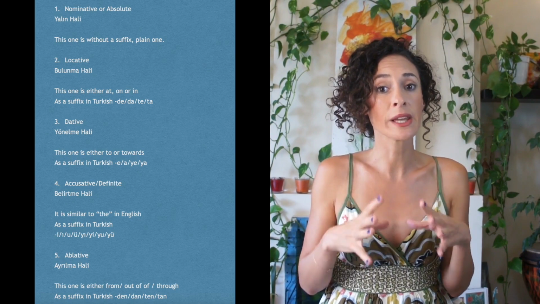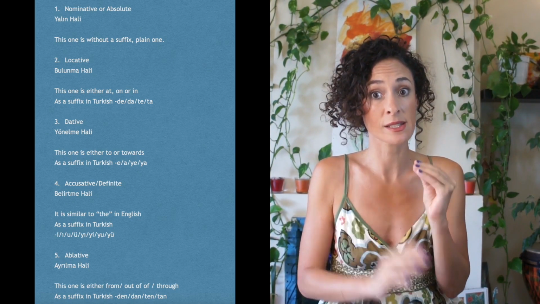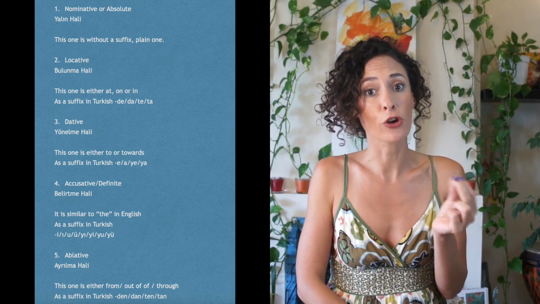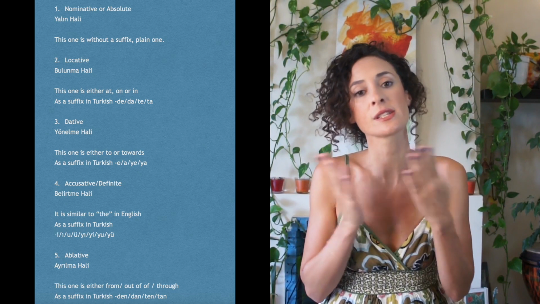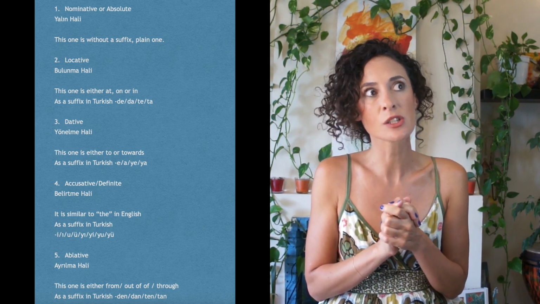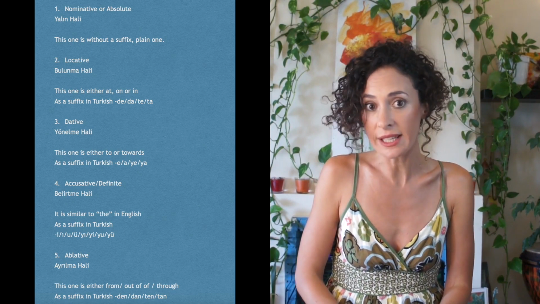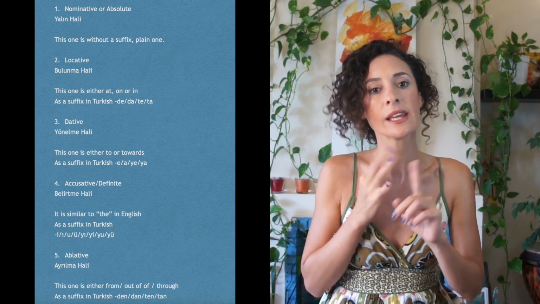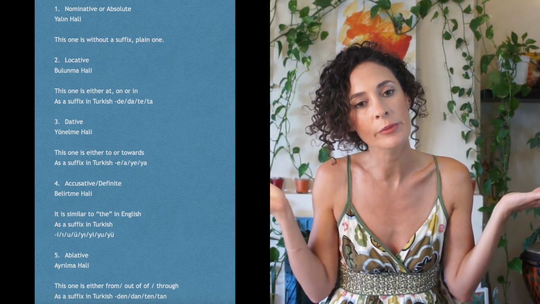To be able to use this, the verb should be a transitive verb. This accusative form is used when the object of the sentence is definite or specific. It is similar to the in English. As a Turkish suffix, it is either ı, i, u, ü, yı, yi, yu, yü, according to vowel harmony rules.